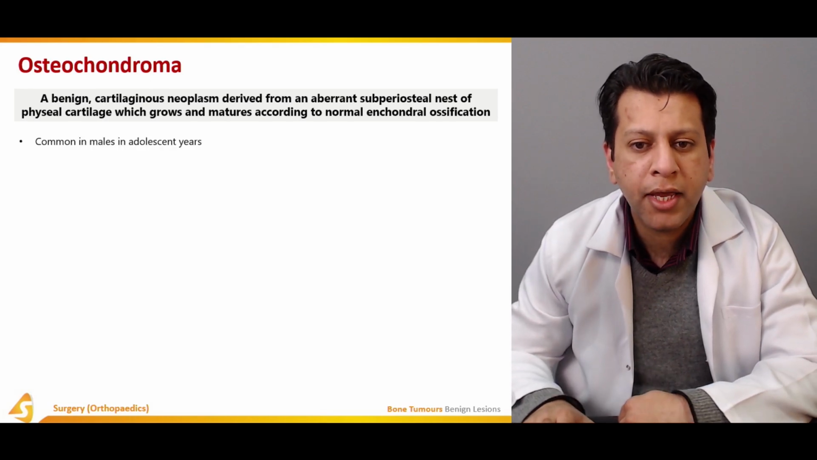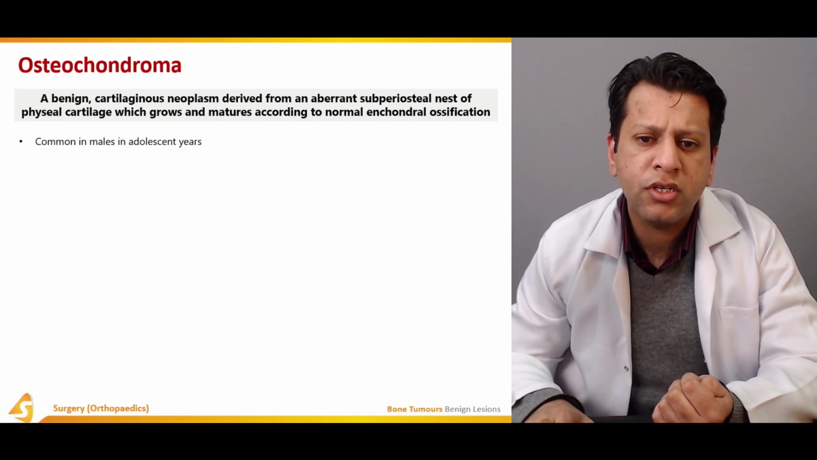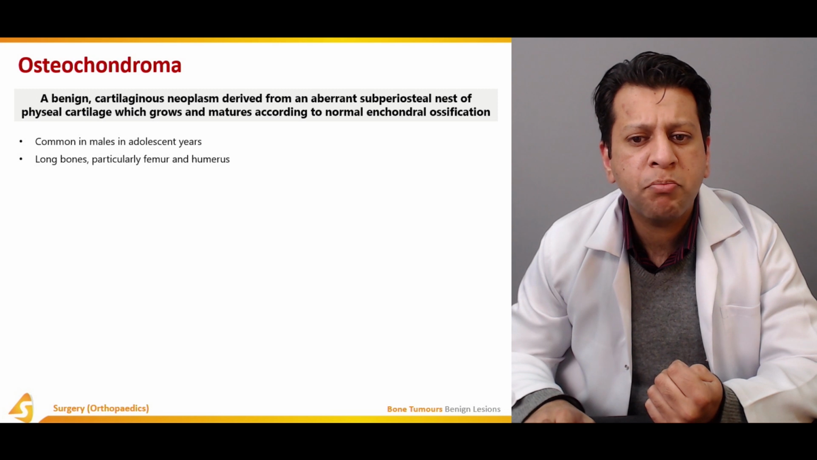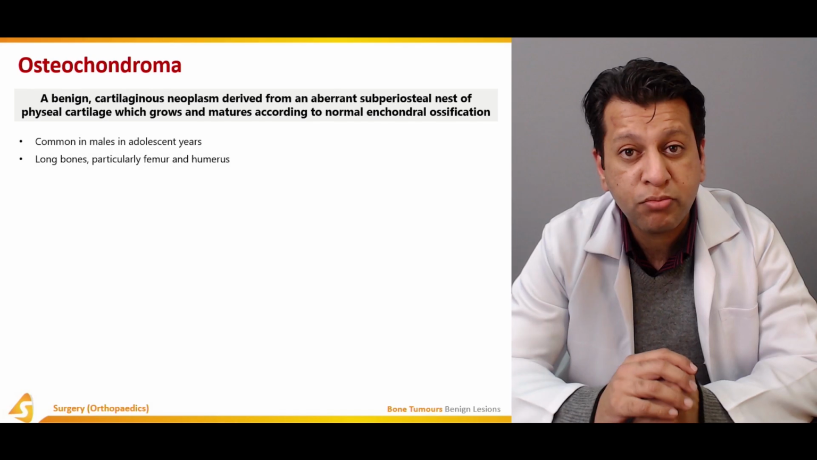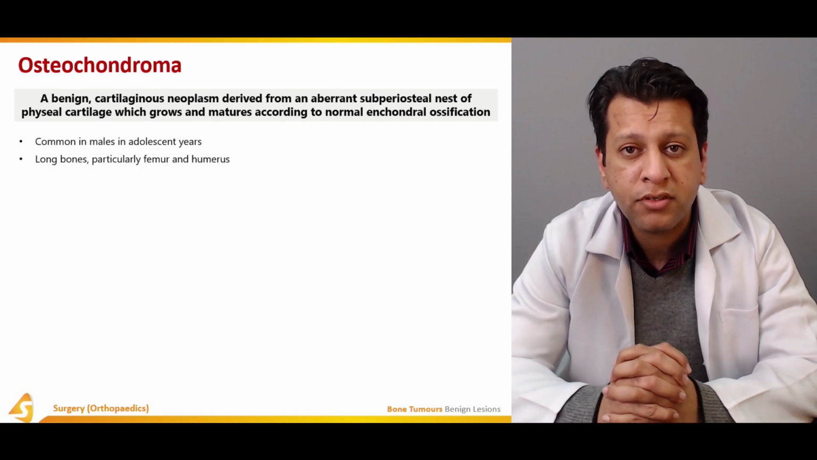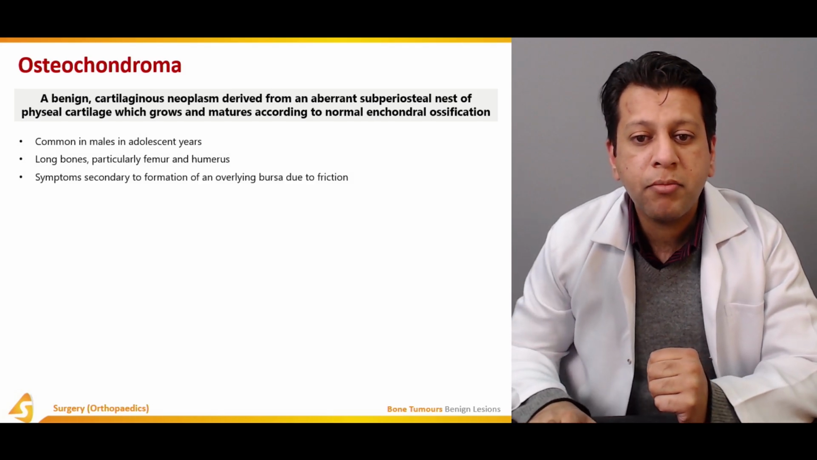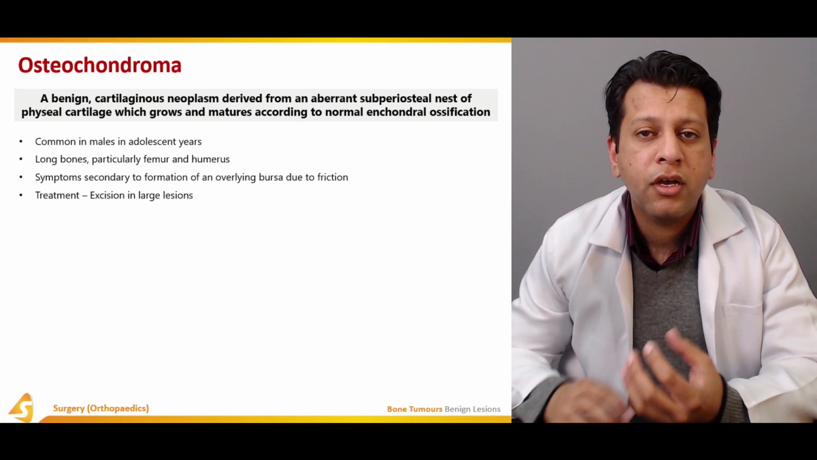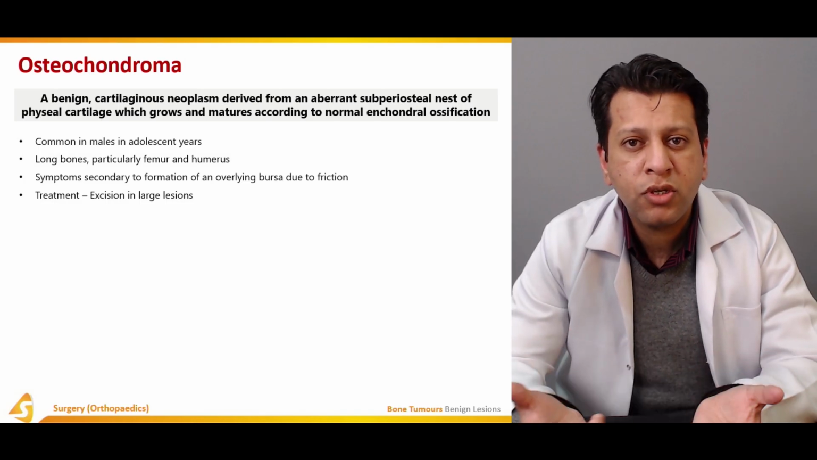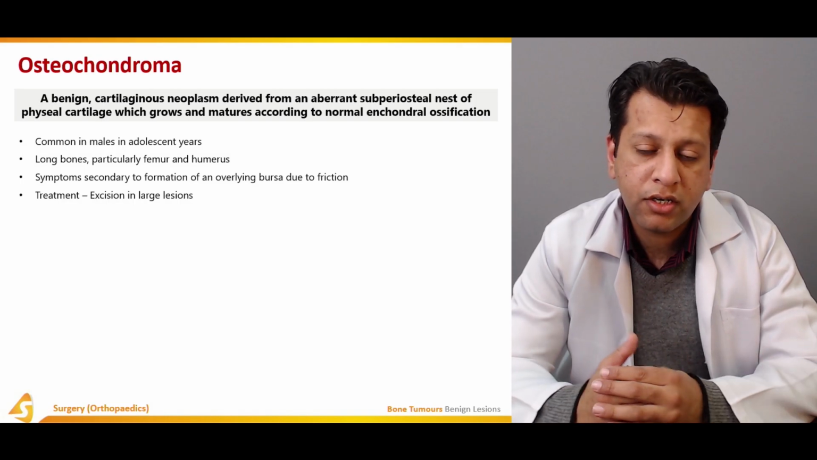It's usually common in males, especially in the adolescent years, and the most common age is usually 10 to 30. With long bones, particularly femur and humerus, it's very common over there, and it's a metaphyseal tumor that is mostly present in the metaphysis of the long bone, especially the distal femur. Symptoms are secondary to the formation of an overlying bursa due to friction. What actually happens is this usually presents as a bony hard mass, which is usually around the knee, and as I told you, is mostly in the metaphyseal area of the distal femur.